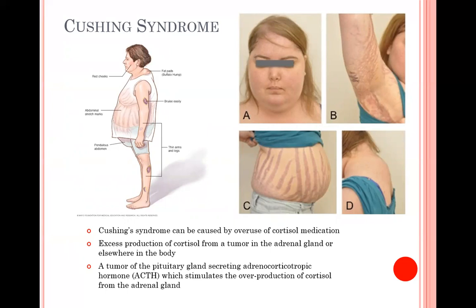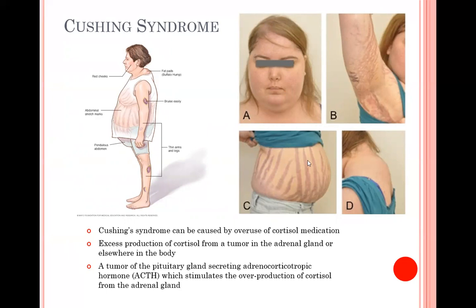A tumor of the pituitary gland is another cause, secreting adrenocorticotropic hormone, or ACTH, which stimulates the overproduction of cortisol from the adrenal gland. So overall, cortisol is the culprit here with Cushing syndrome. But there are several things that they point out.